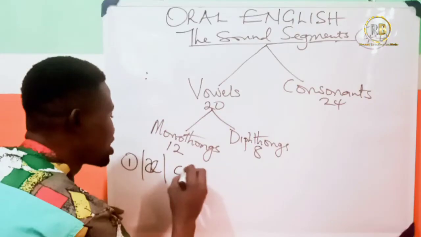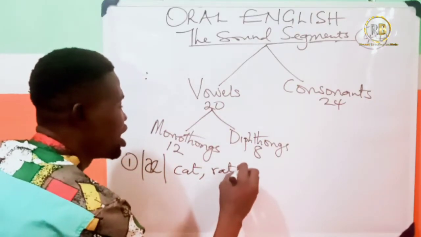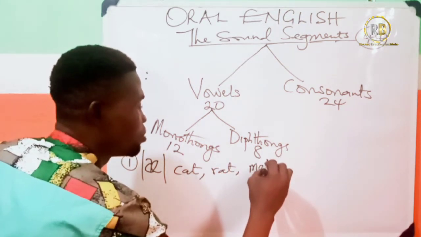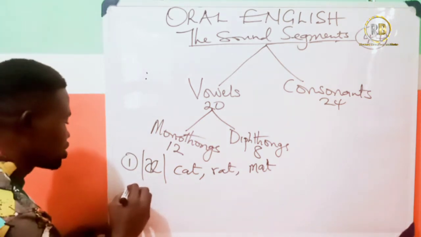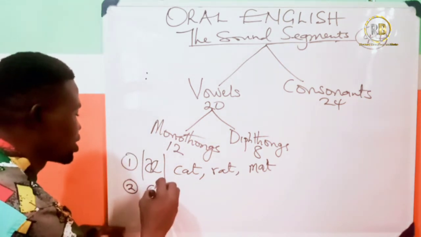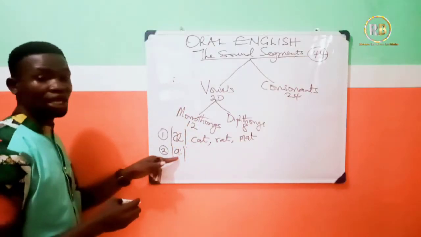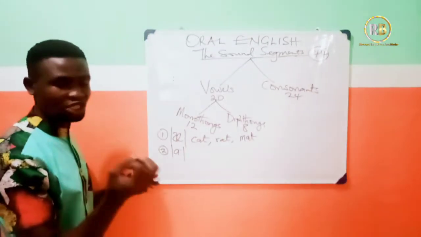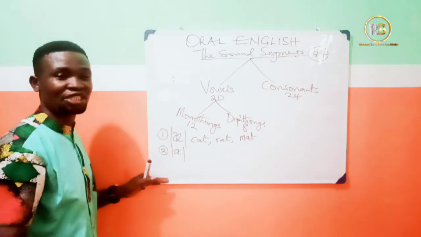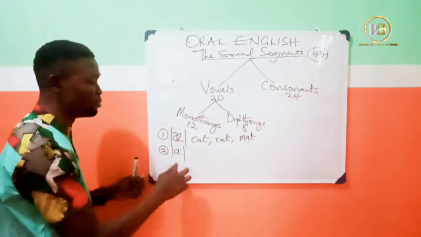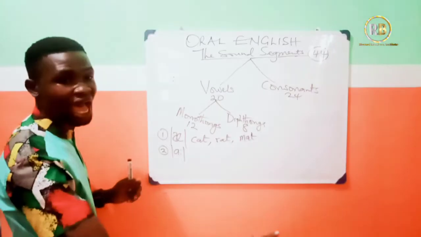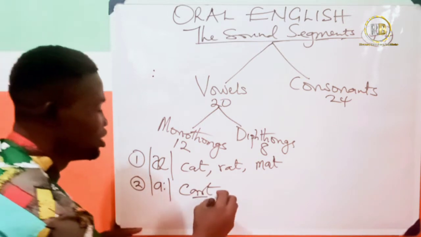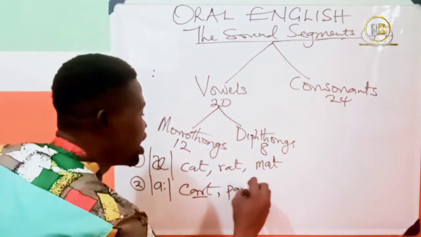This sound is seen in a word like cat. It is also seen in a word like rat, and in a word like mat. More examples will come in our subsequent lectures. Okay, the next one is number 2. As you can see, the presence of a colon indicates a long vowel sound, meaning that this is a long vowel sound. In pronunciation, the only difference between them is the presence of a stress, so you stress this long vowel. It is seen in cart, C-A-R-T. It's also seen in part, P-A-R-T.